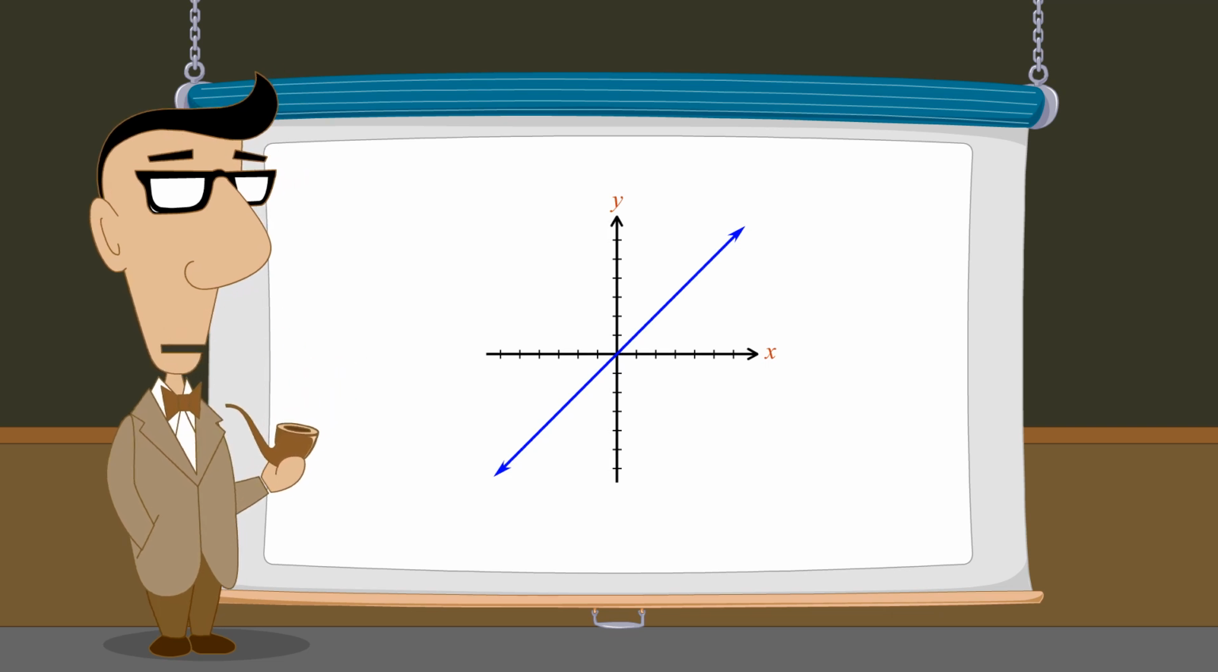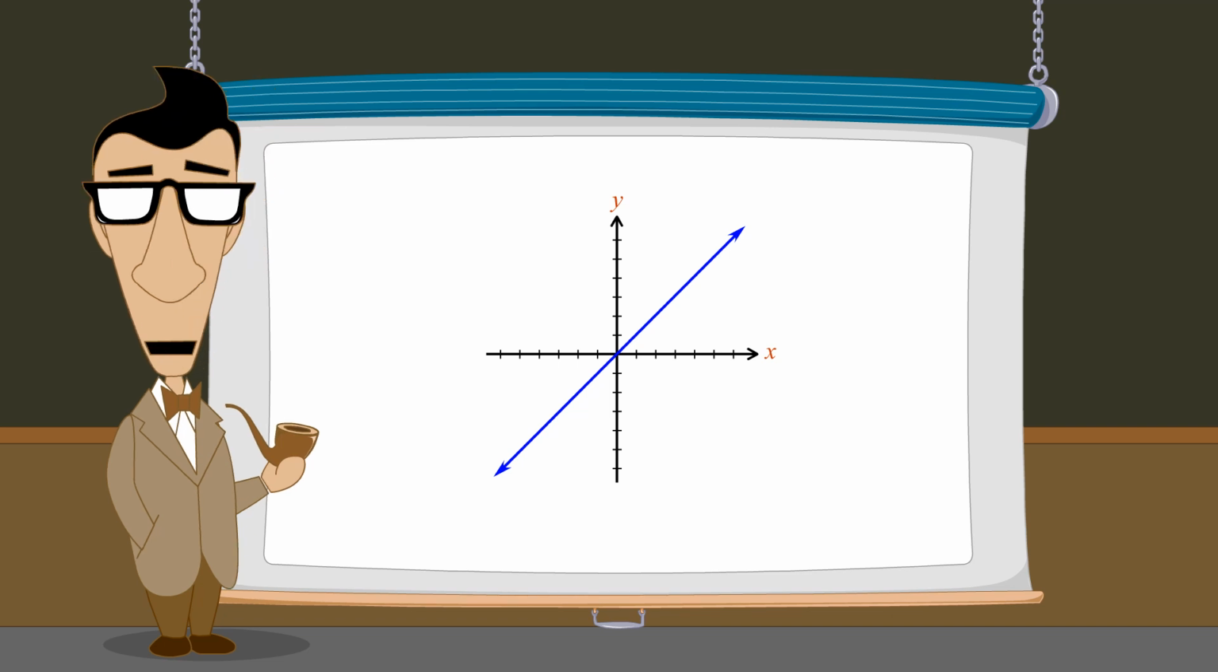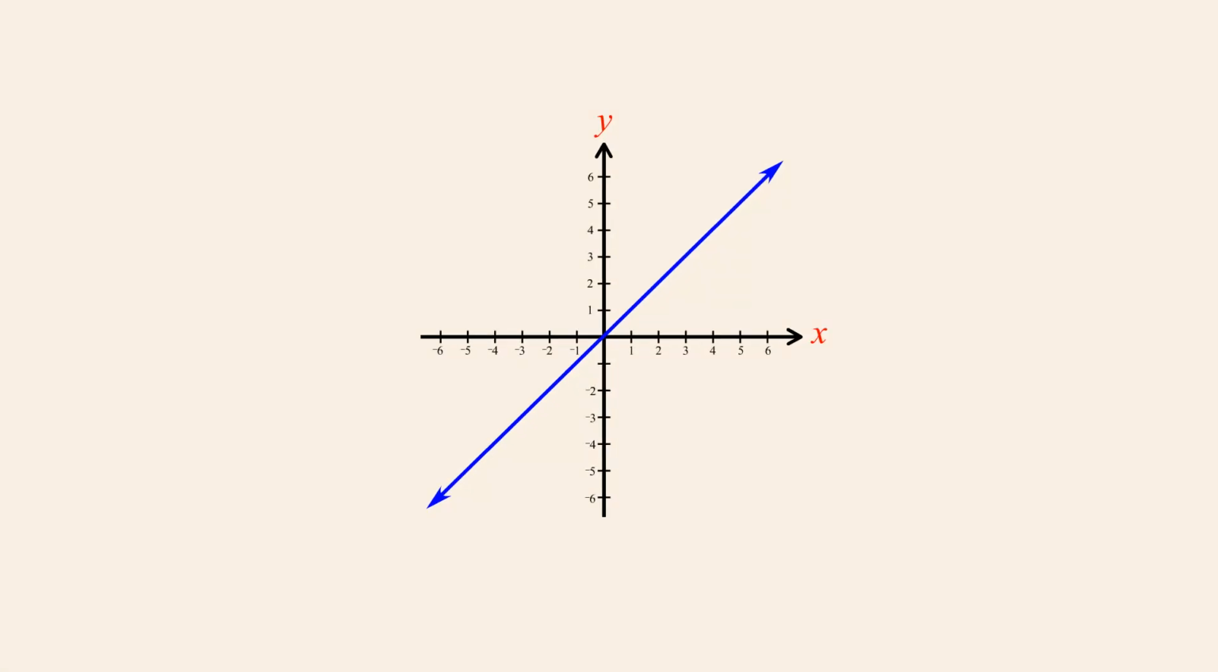Lines are simple geometric shapes, and so the equations which describe them are also simple. As an example, let's create an equation which describes this linear graph. Notice that the x and y coordinates of each point on this line have the same value. For instance, when x has a value of 5, y also has a value of 5. This equality between x and y applies to every point on this line. Therefore, the equation y equals x describes this function.